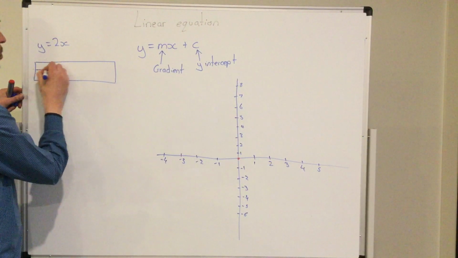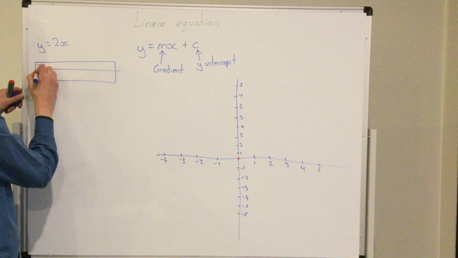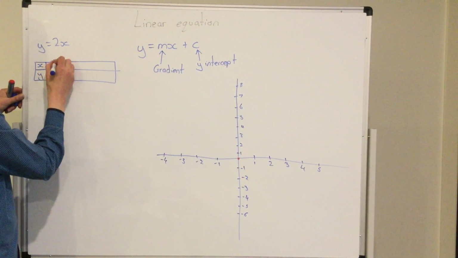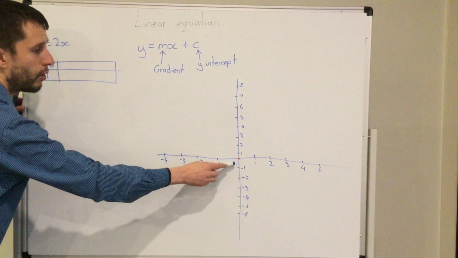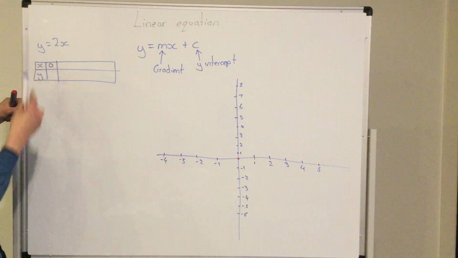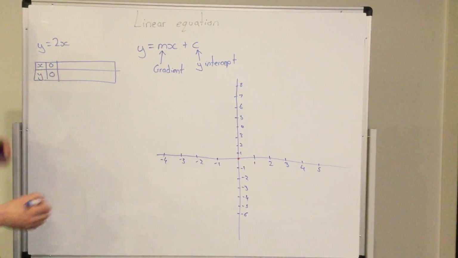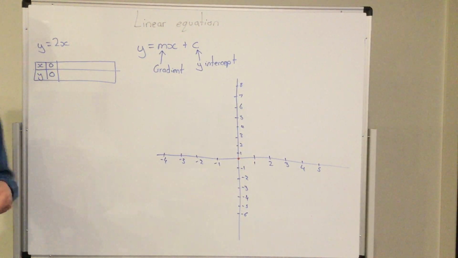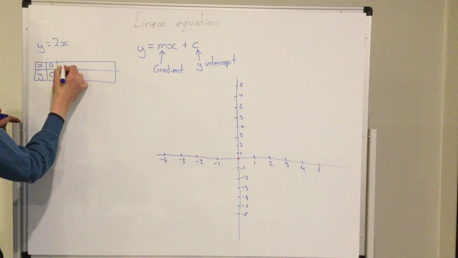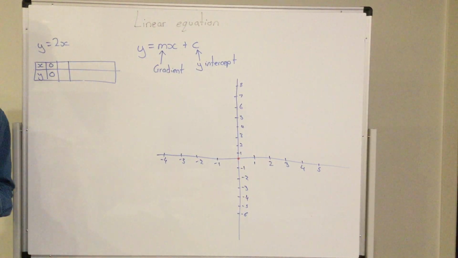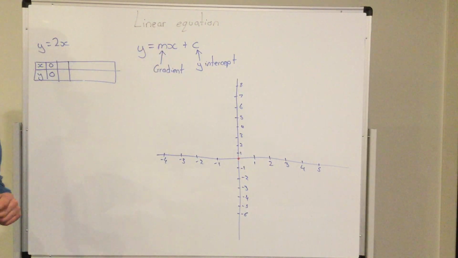I'm doing a nice quick table. Let's see if I was right. If x is 0, y will be 0 on here. Let's see. 2 times 0 equals 0. So I already know. The next thing I'm going to be doing is picking another point so I can work out my gradient and double check this.